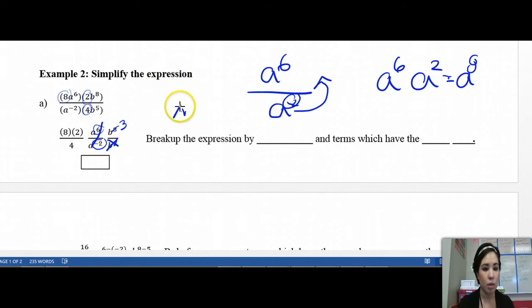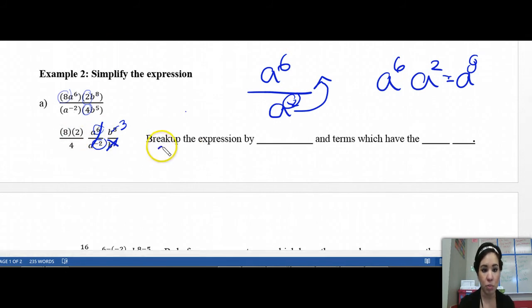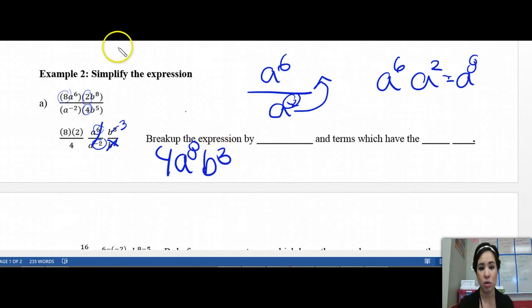So here we go. Let's go ahead and simplify this. After we did a to the 6th times a squared, that's a to the 8th, and then b to the 3rd on top. This would be 8 times 2, that's 16 divided by 4, that gives me 4. So my final answer is going to be 4 a to the 8th, b to the 3rd.